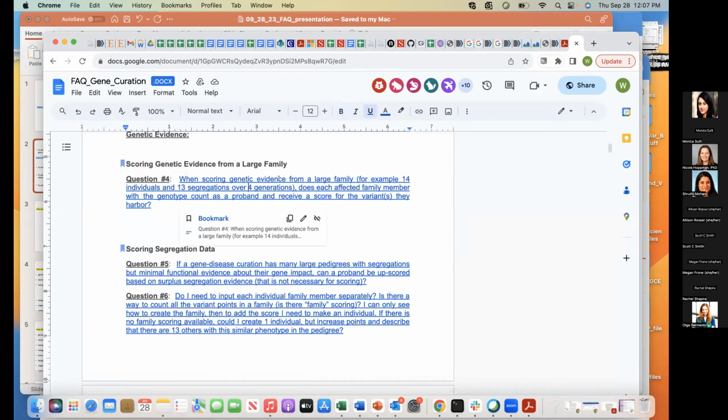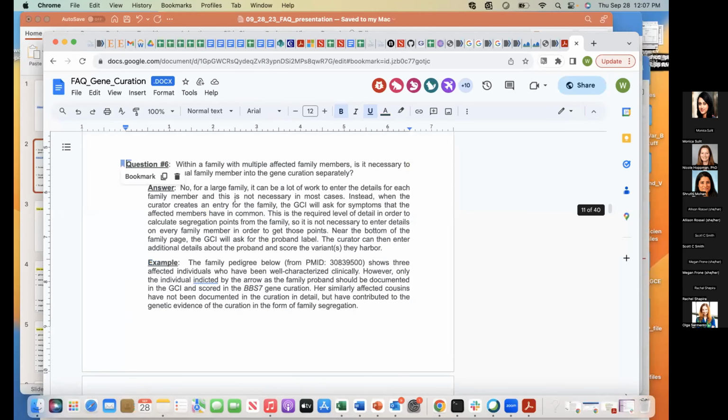In these sections, all the questions are collected in one place. Then through the bookmarks, you can go down to the answer section. Hopefully, if your question is how to score a family with multiple members, you can find your answer, find your example, and find links to everything. So that's how it's designed. Great.